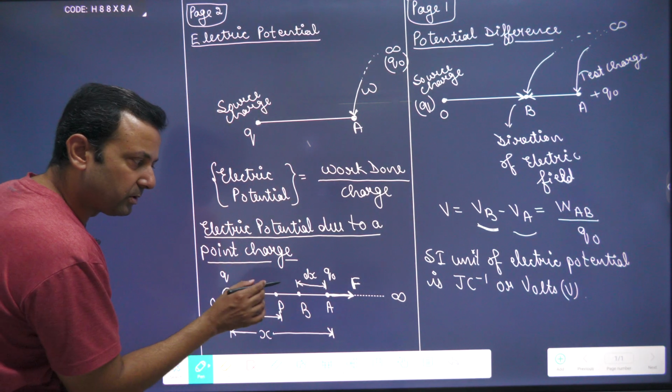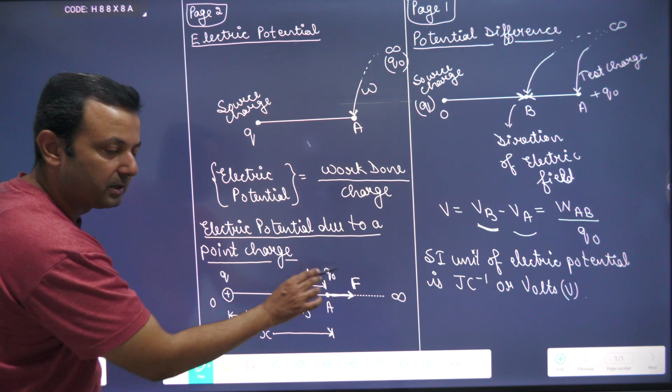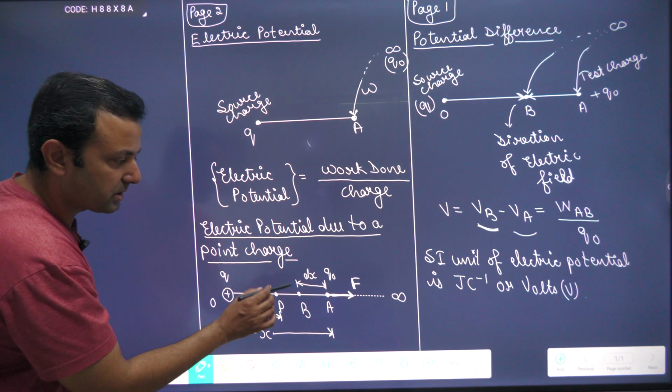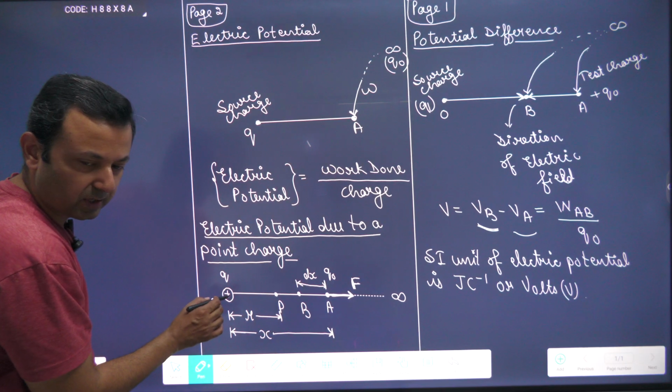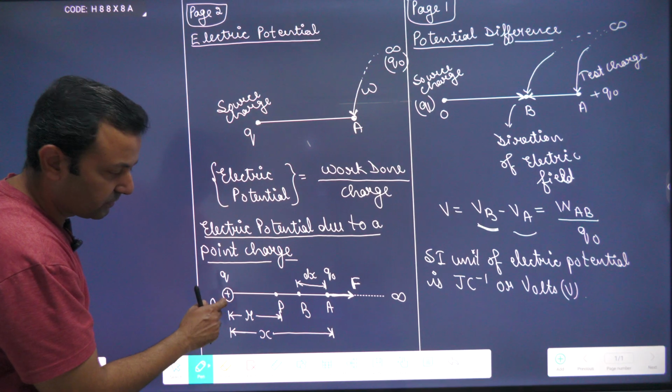So at point A also it is in this direction, at point B also it is in this direction, at point P it is in this direction. Actually this electrostatic force is because of this charge. Understand?